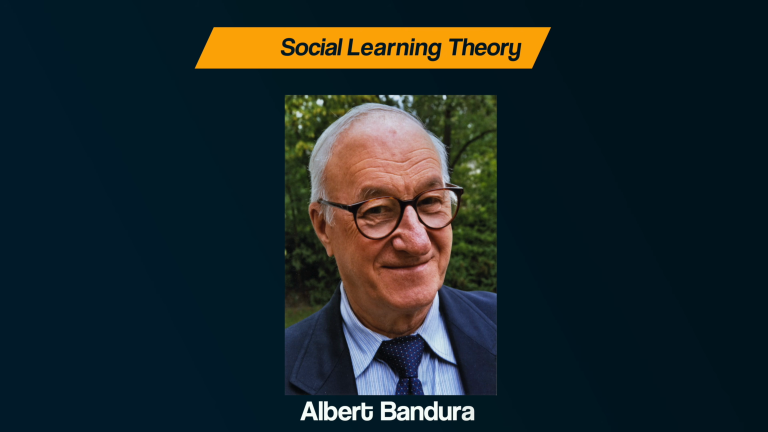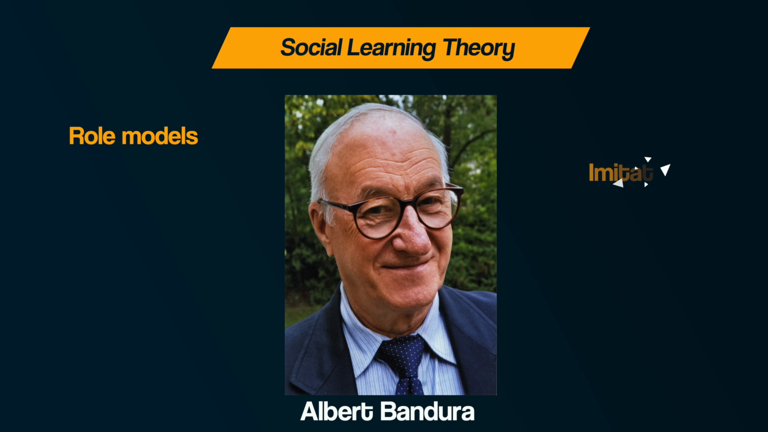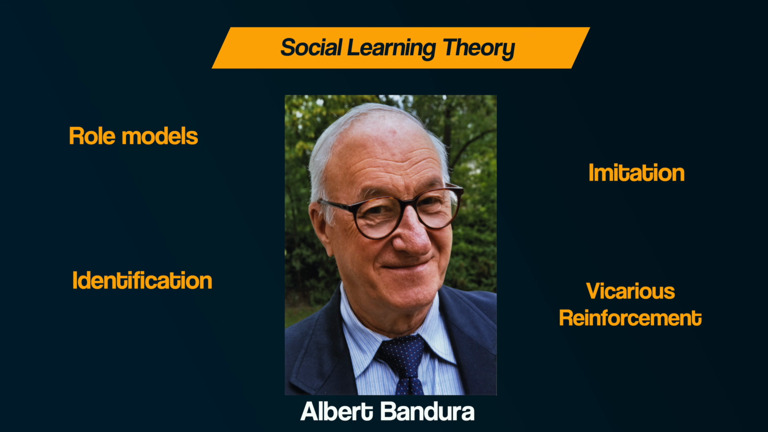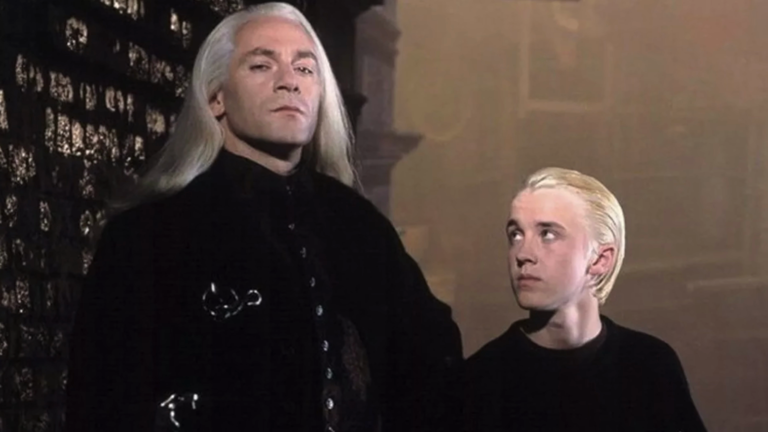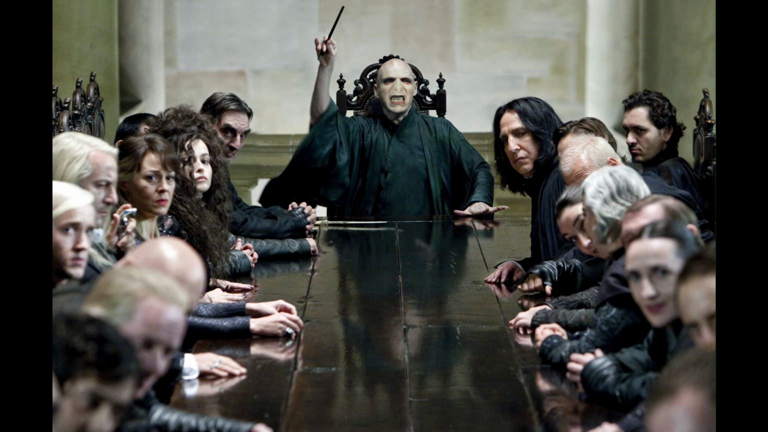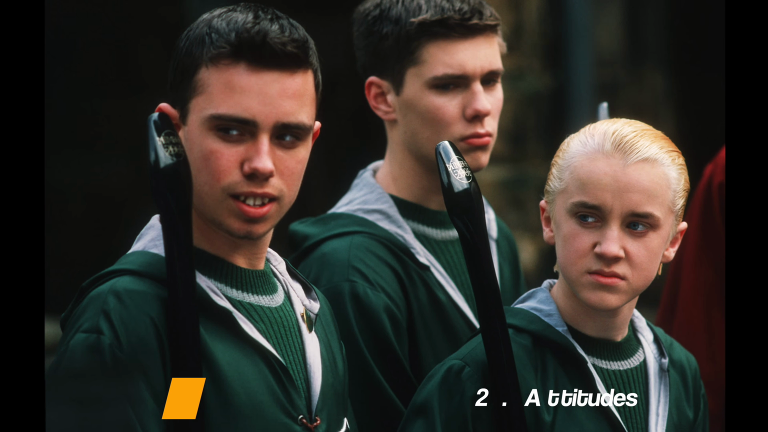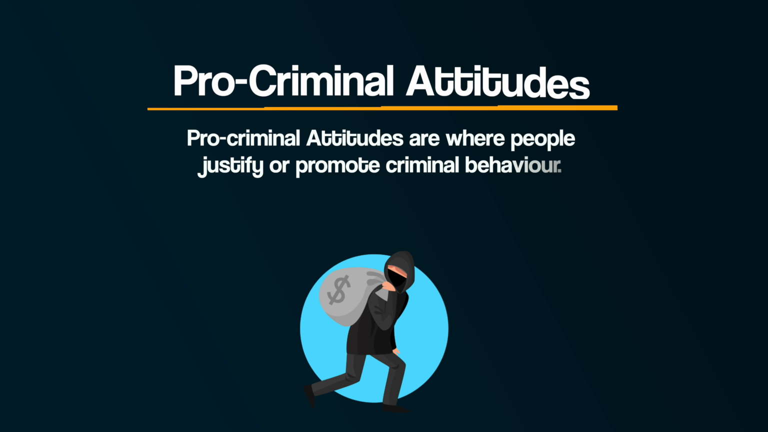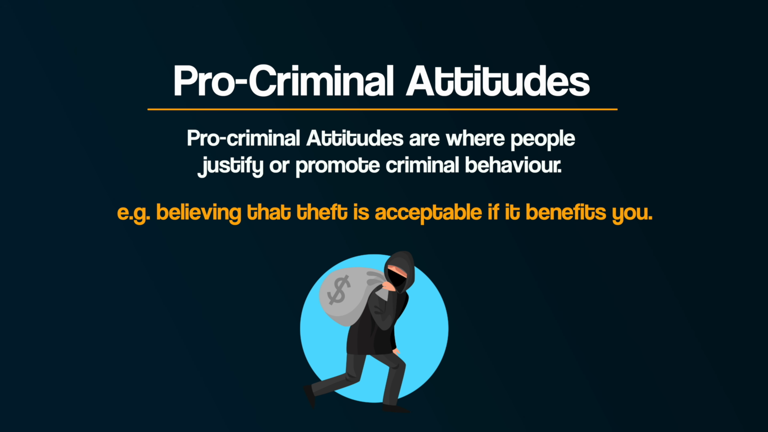In terms of social learning theory and the ideas of Albert Bandura, this is where role models, imitation, identification, and vicarious reinforcement come into play. For example, people may learn criminal behaviours by observing and imitating those around them, especially influential figures. And if they see someone else be rewarded for criminal behaviour, that will encourage them to do so too. Secondly, attitudes. Pro-criminal attitudes are where people justify or promote criminal behaviour. For example, believing that theft is acceptable if it benefits you.